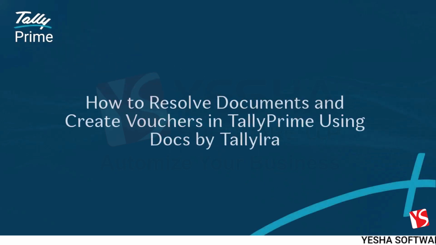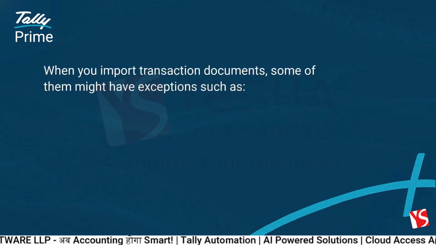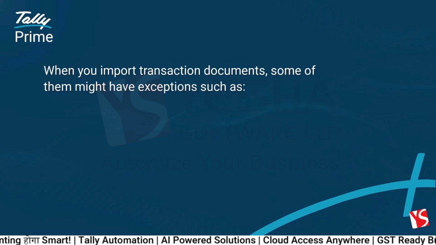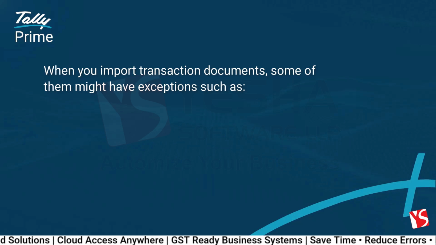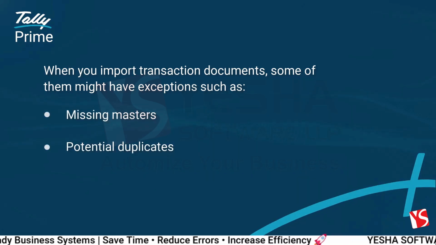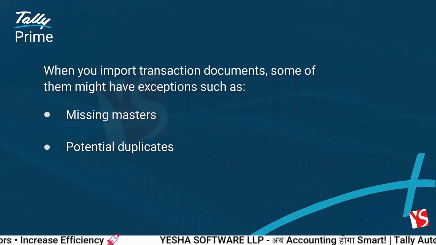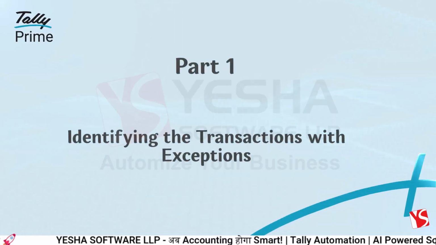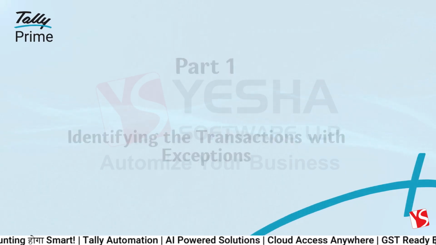In this video, you will learn how to resolve documents in the draft transactions report in TallyPrime. When you import transaction documents using Docs by Era or send them through the Tally Era app, some documents may show exceptions. These exceptions can happen due to issues like missing masters and potential duplicates of vouchers that are already created in TallyPrime. You can easily identify and fix these in the draft transactions report.